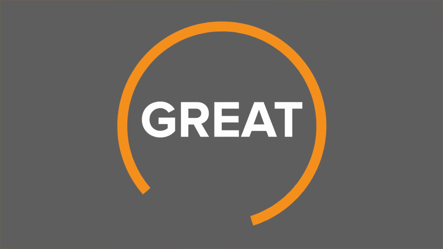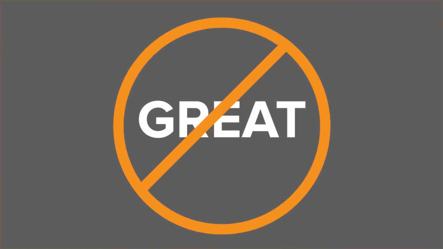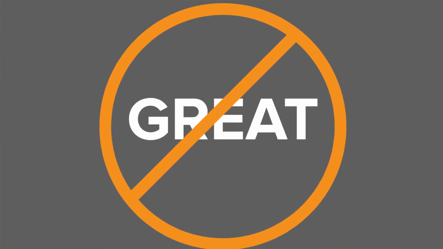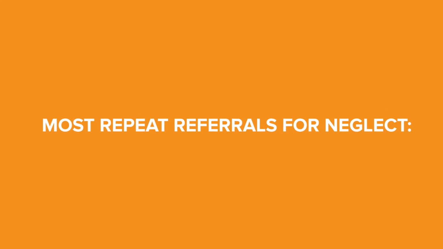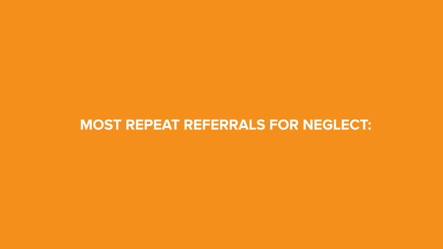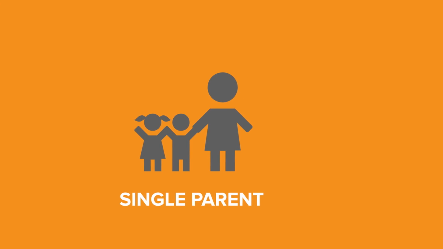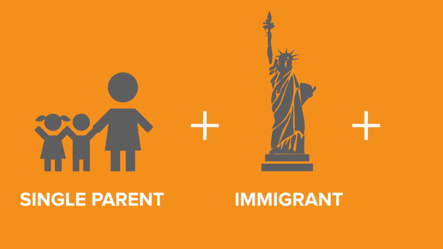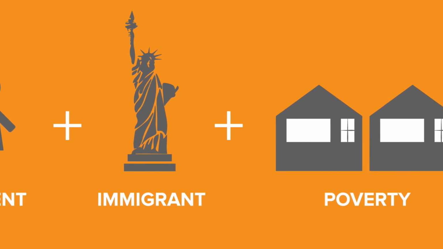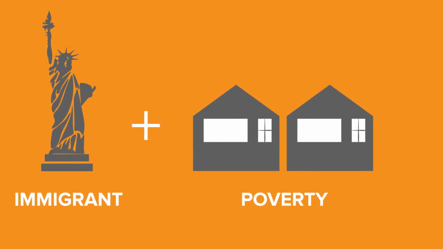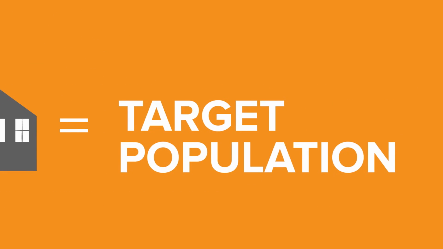That state's intervention might be great for your agency to implement, but it also might not. There's more work to do before you choose any particular solution. Well, let's imagine that we learn from our team's assessment of the problem that most repeat referrals for neglect were for single parent, immigrant families in neighborhoods that are experiencing high rates of poverty and homelessness. This would be our target population.